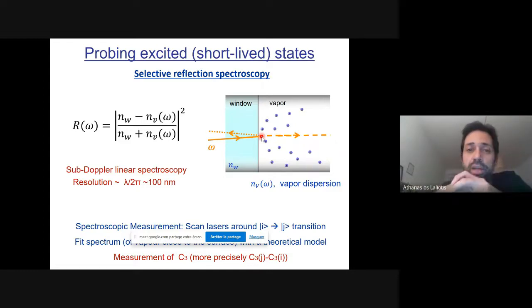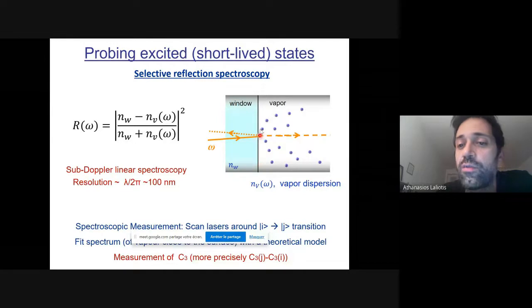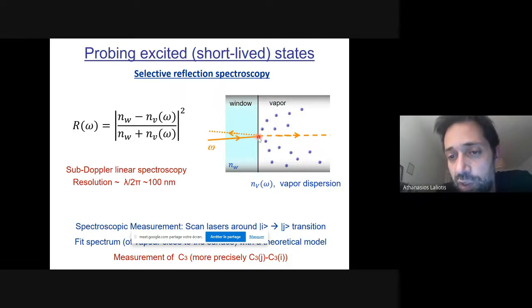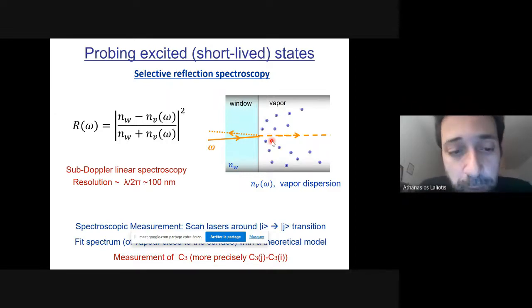But also, if you go a little bit deeper into the calculations, you find that the technique is not only sensitive to atoms that are close to the surface, but also to atoms that are flying parallel to the surface, and therefore have no velocity component in the direction of the beam. So it's also a high frequency resolution technique, a sub-Doppler technique. So this is a good way to measure the interactions.